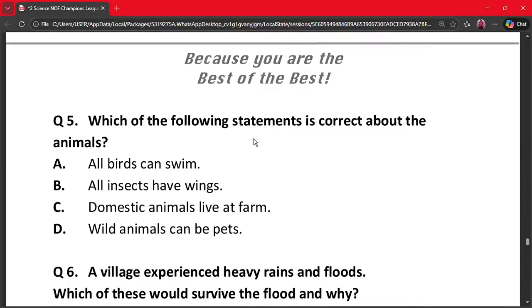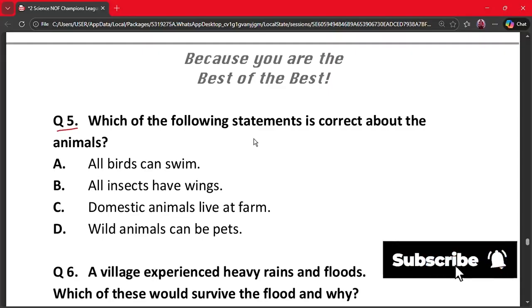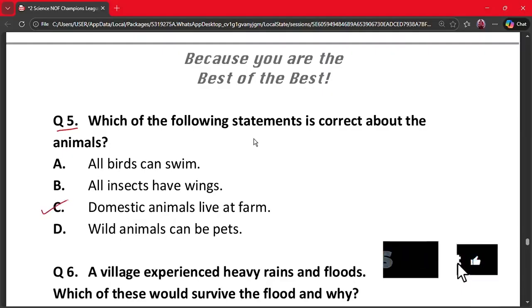Next question is question 5. Which of the following statements is correct about the animals? A. All birds can swim. B. All insects have wings. C. Domestic animals live at farm. D. Wild animals can be pets. The correct answer is option C.